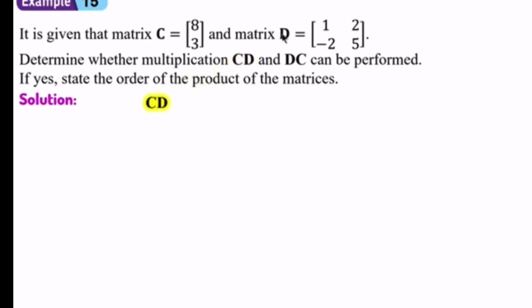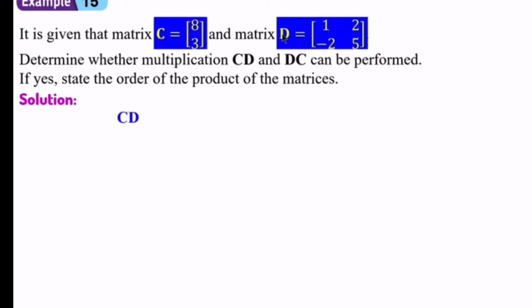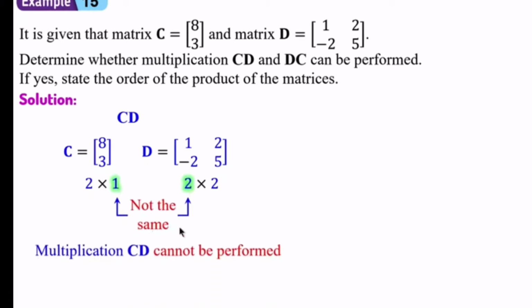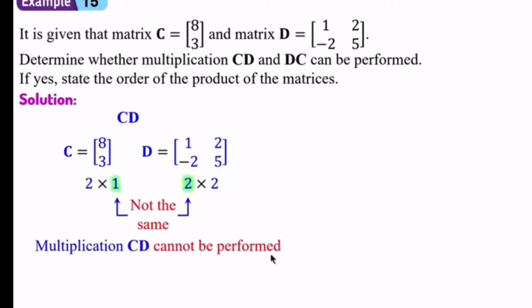So today I will discuss matrices. Multiplication of two matrices C and D: whether these two matrices can be multiplied. We check the order first. Matrix C is 2 rows and 1 column, so 2 by 1, and matrix D is 2 by 2. You notice that the number of columns for matrix C is not the same as the number of rows for matrix D. Hence multiplication of matrix CD cannot be performed.